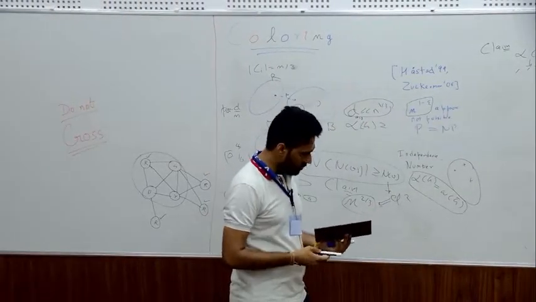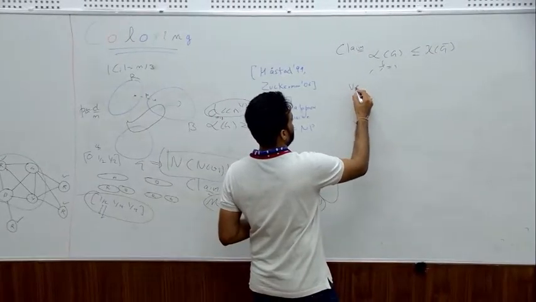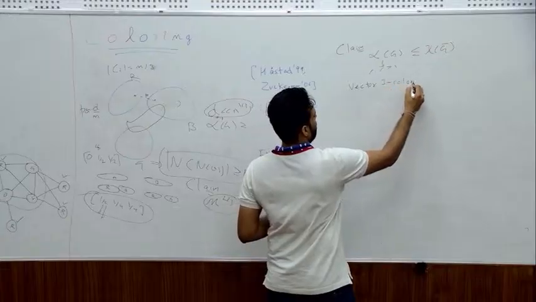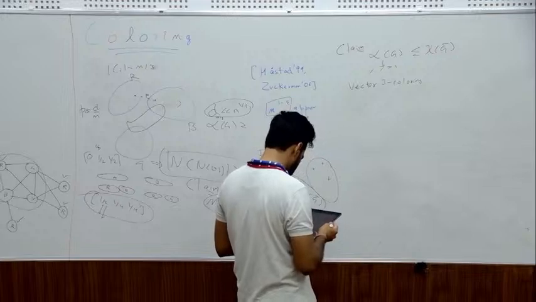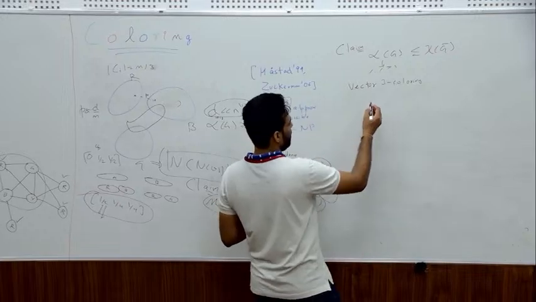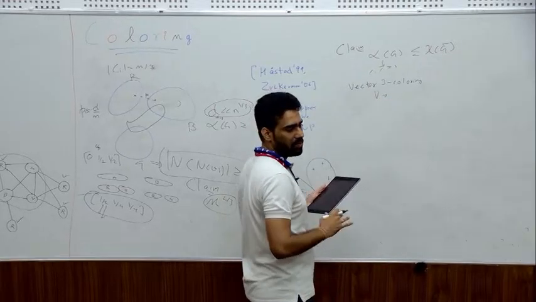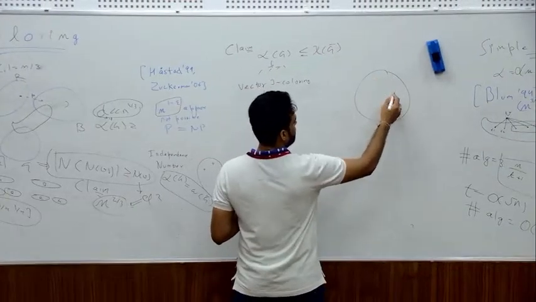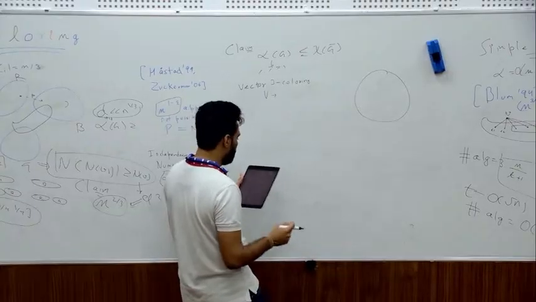Right, so now I'm going to define some quantity which is called vector 3 coloring, or vector k coloring, if you want to say it. Okay, so what is a vector coloring? It is a map from vertices to, now we are mapping them to a sphere. Let us bring the sphere back. Unit sphere.